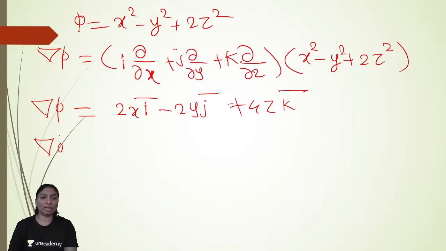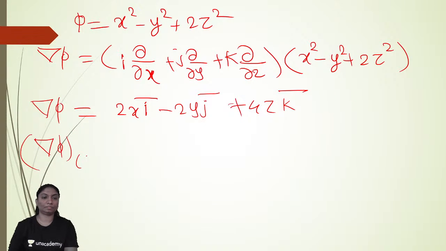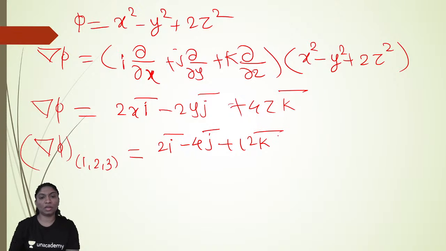Now calculate del phi at point P. So at point P, which is given as 1, 2, 3, del phi at point 1, 2, 3: x is equal to 1, so 2 i bar; y is equal to 2, so minus 4 j bar; z is equal to 3, so 12 k bar. So 2 i bar minus 4 j bar plus 12 k bar. This is the del phi at point P.